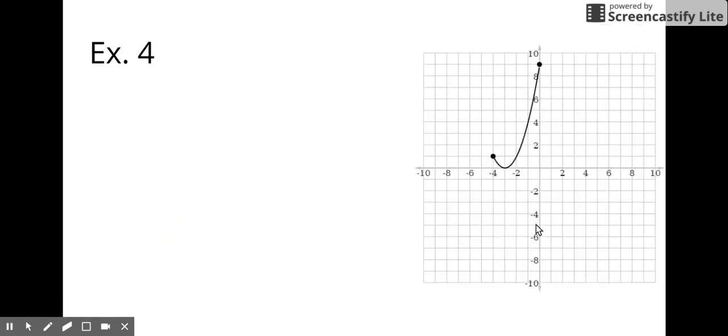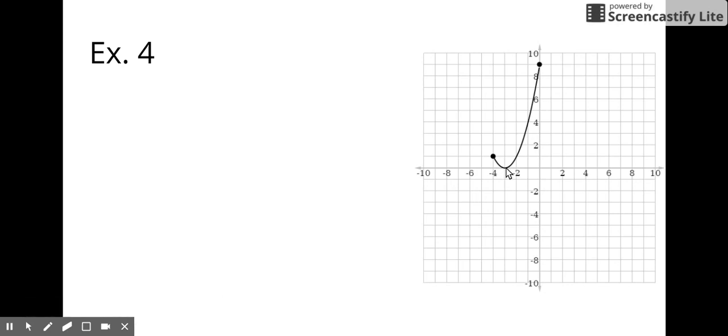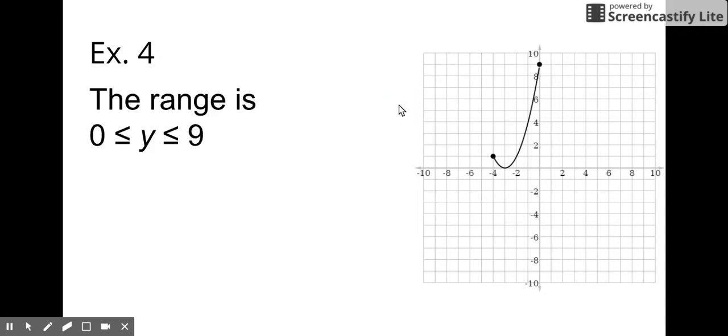With this example, we're going to have some restrictions, right? It looks like the lowest y value we have is 0, and then we keep going up until 9. And so from 0 to 9 are our possible y values.